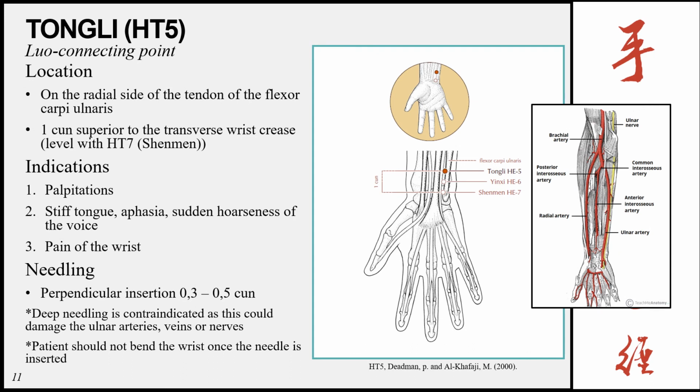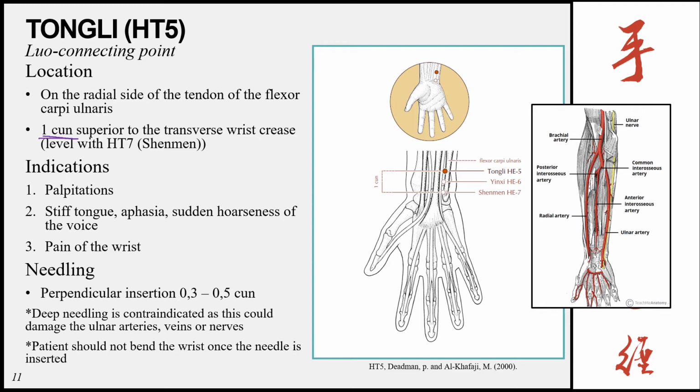The next point is TONGLI, heart 5, and this is the luo connecting point of the meridian, and is located on the radial side of the tendon of the flexor carpi ulnaris. So that's the same as heart 4, but this time the only difference is it's 1 tsun above the transverse wrist crease instead of 1.5 tsun. So we located exactly the same as the previous point, except we're now going 1 tsun above the wrist crease.